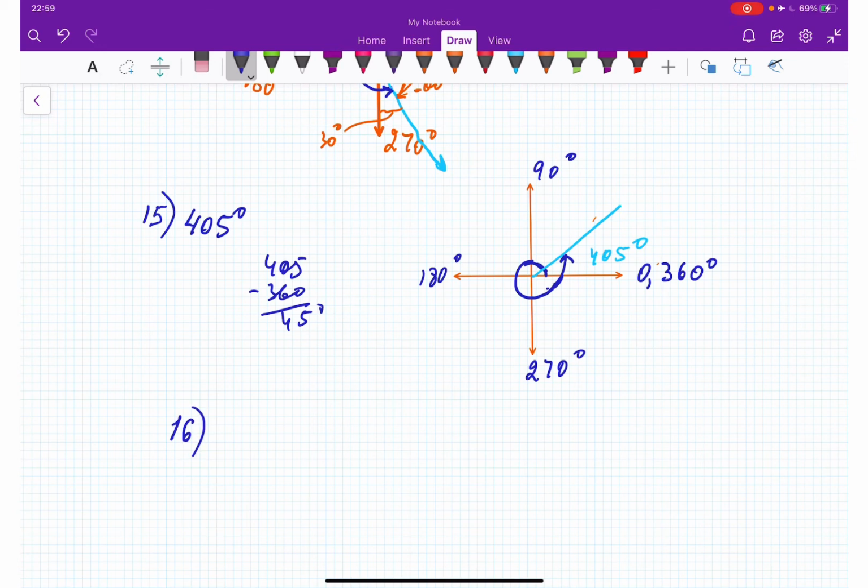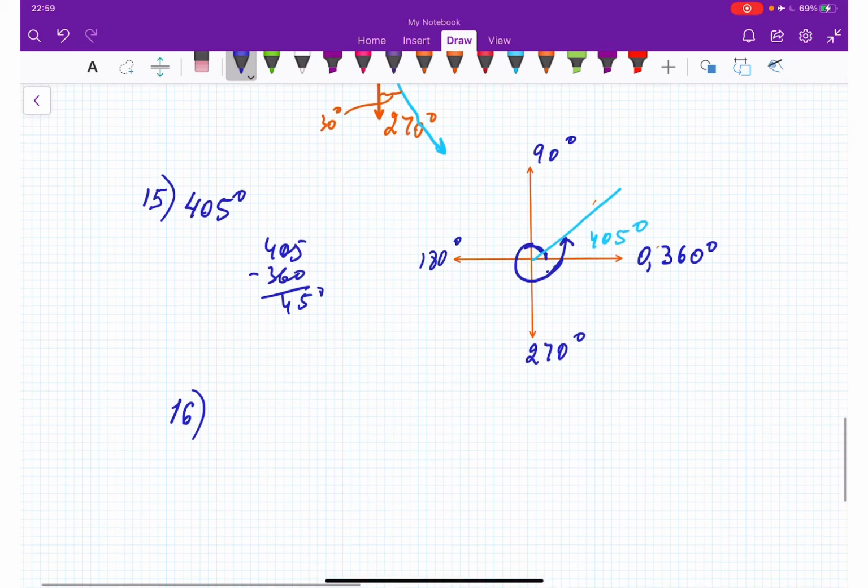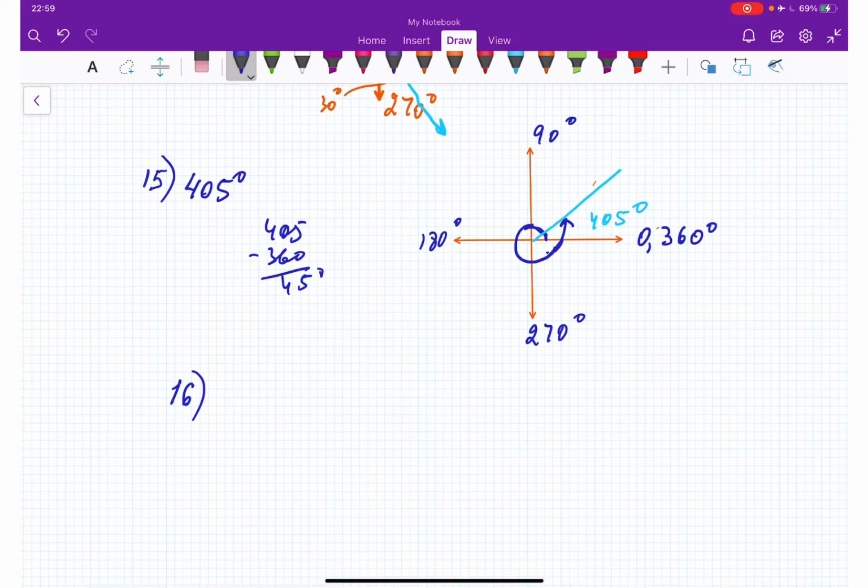All right, moving to question number 16. Now let's draw the angle based on the given radian, in the form of radian. In the form of radian, we need to do a little bit more calculation.